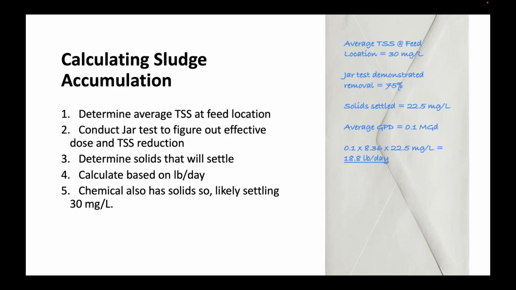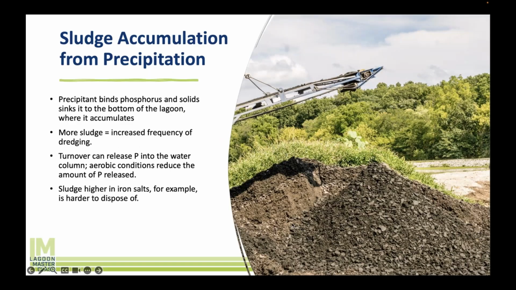The reality is that the chemical also has solids in it. So as a rule of thumb, if you want to be really quick and dirty, if you have 30 milligrams per liter at your feed point, chances are you're going to settle 30 milligrams per liter, because you're settling both the TSS that's in the lagoon and the solids that are bound up in the chemical itself. So this can give you a general sense of how many solids, and you can put it on a graph and project it forward, and see how long it's going to take before you have to remove sludge.